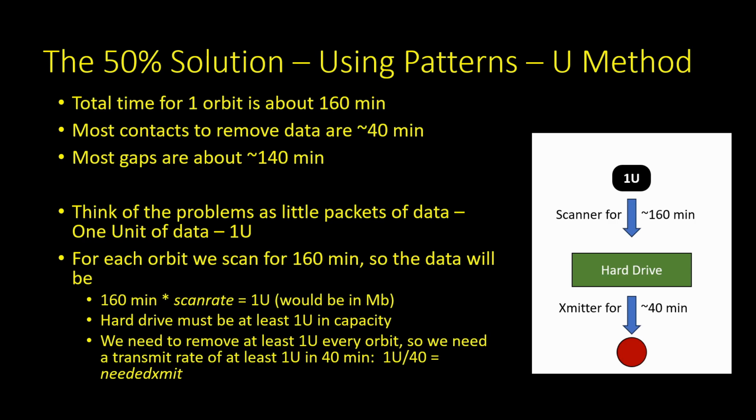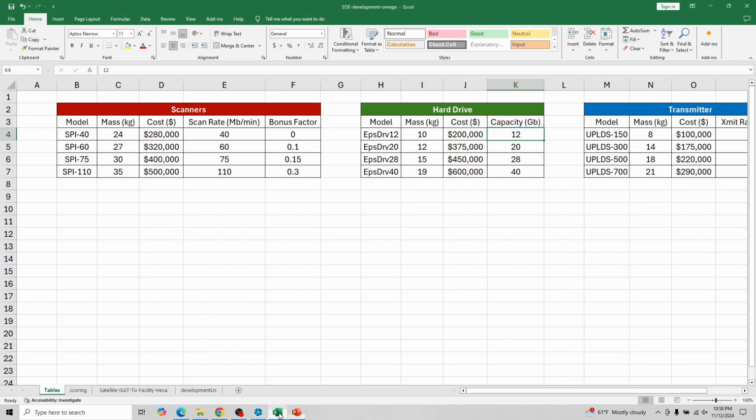Okay, great. As long as I'm adding 1U per orbit to my hard drive, I need the hard drive to be at least 1U big, and I need a transmitter that can transmit at least 1U in 40 minutes. So if I go back over to my selections, here I am starting to solve your scenario, but I would take, let's go with the lowest scanner. I would take 40 times 160. That gives me 1U is equal to 6,400 megabytes. Well, I need 6.4 gigabytes of capacity. The lowest hard drive will do the trick.